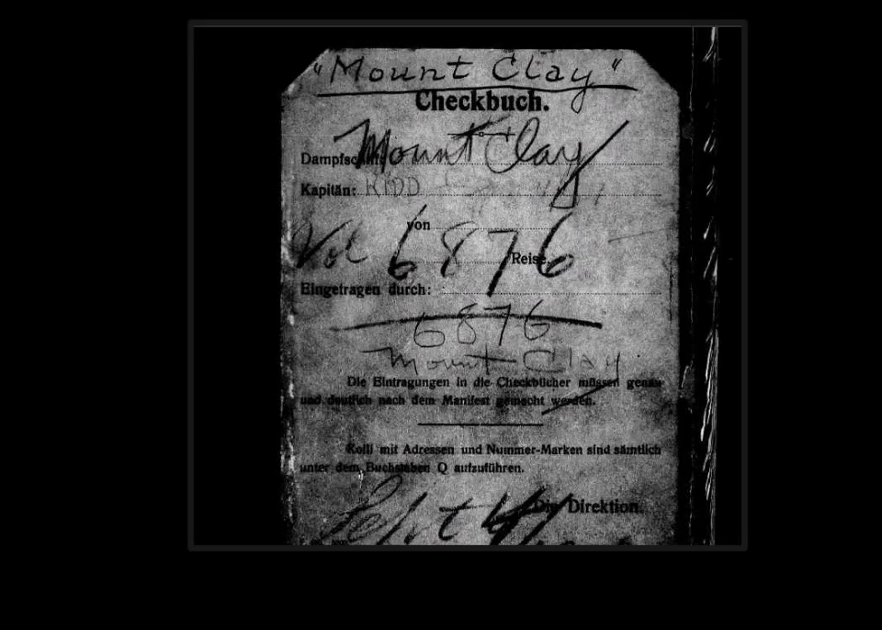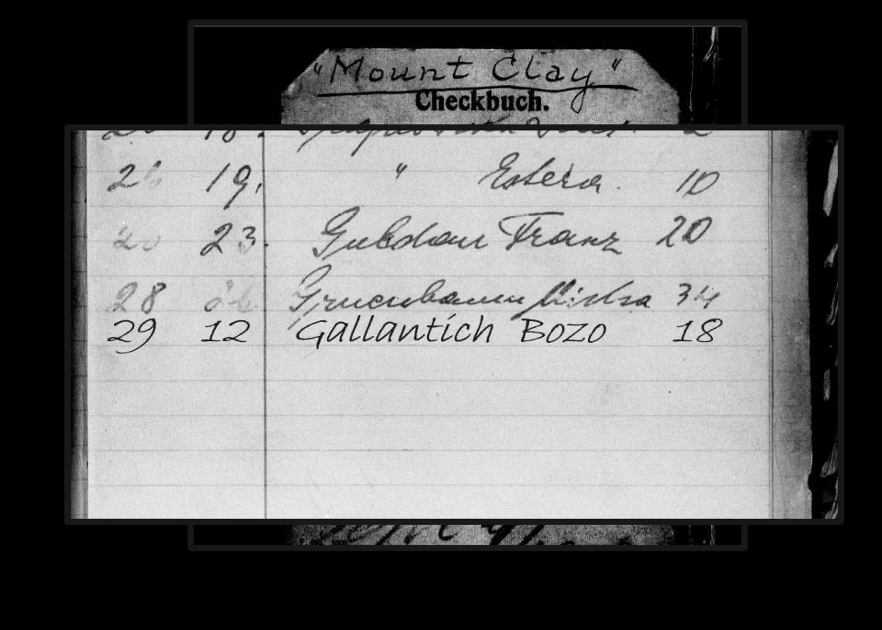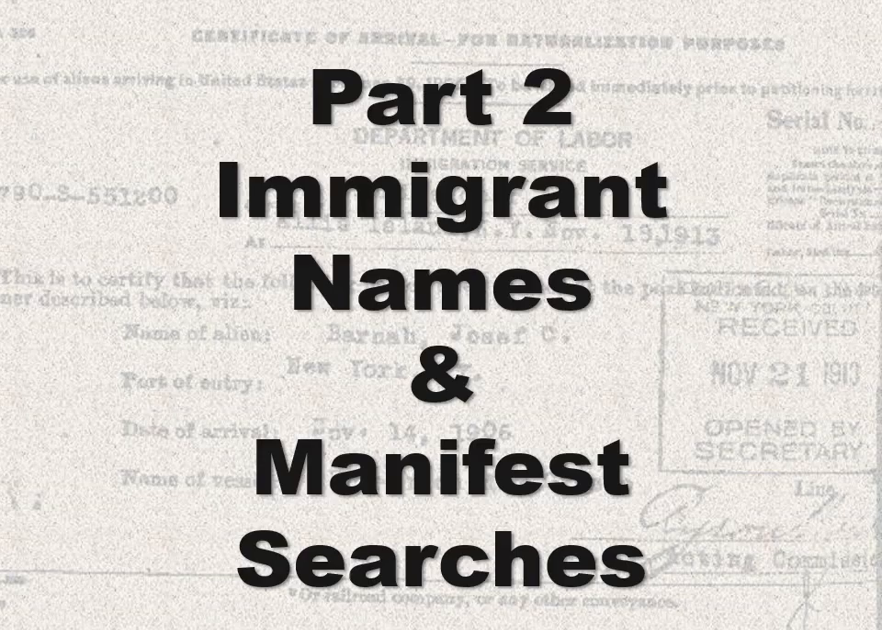So here's the Mount Clay, and I was curious, is Galantic in the G's? And the answer is no. So if they had really, really done a good job, Galantish would have been on 2912, sheet 29, line 12. He was 18 years old. So remember that part 2 has immigrant names and manifest searches. We're able to actually see when immigrants changed their name, what reason they had to do that.